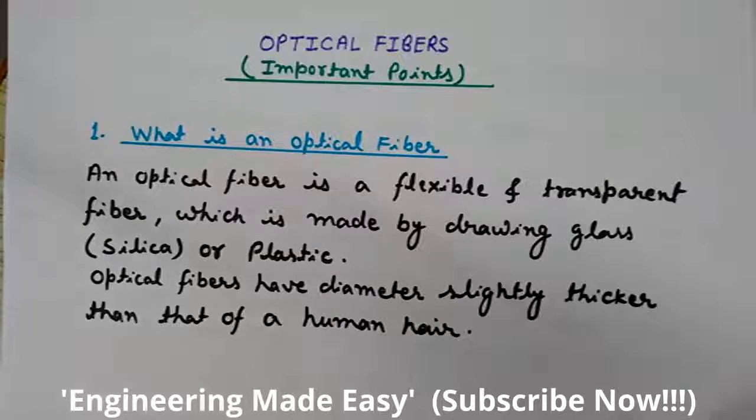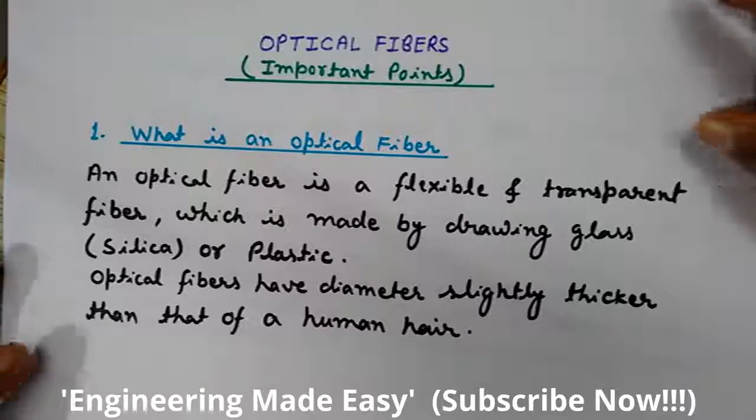So first of all, let's start with what is an optical fiber. An optical fiber is a flexible and transparent fiber which is made by drawing glass, which is called silica, or plastic. The optical fibers have a diameter slightly thicker than that of a human hair. This is clear by the definition that it is a flexible and transparent fiber, and these are made by stretching the plastic or silica.